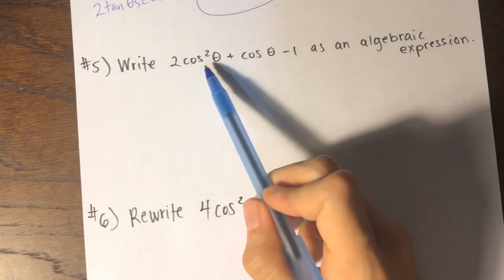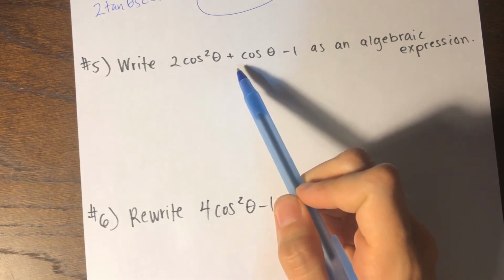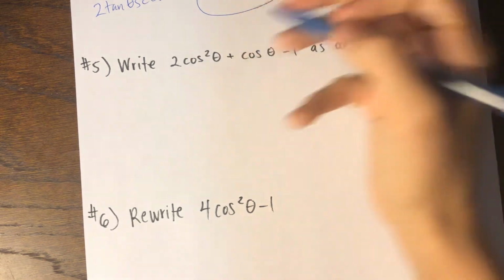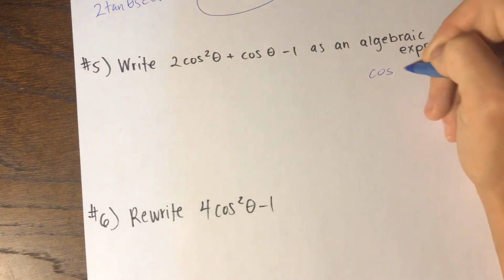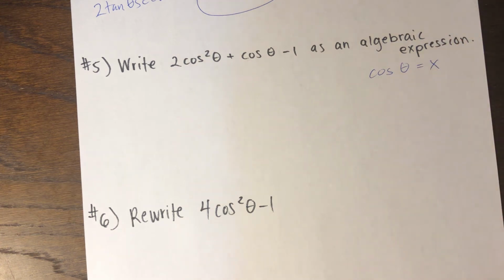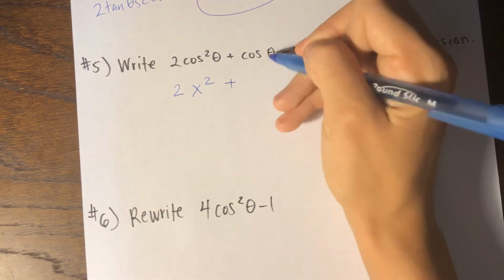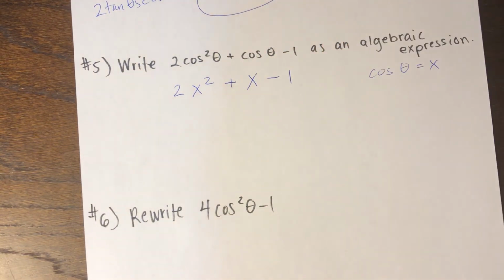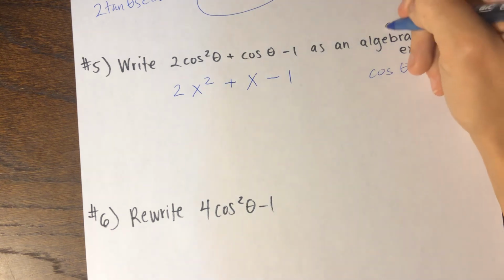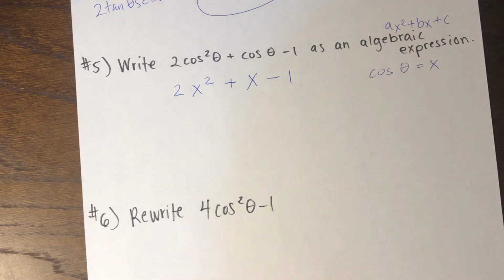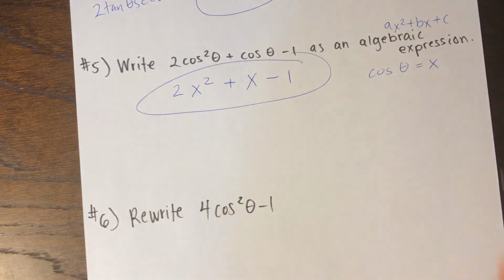So we have 2 cosine squared theta plus cosine theta minus 1 as an algebraic expression. If I know that cosine of theta is equal to x, our x coordinate, I could write this as 2x squared plus x minus 1. That's all they wanted. An algebraic expression is ax squared plus bx plus c, the standard form. If I make x equal to that, I can replace it.